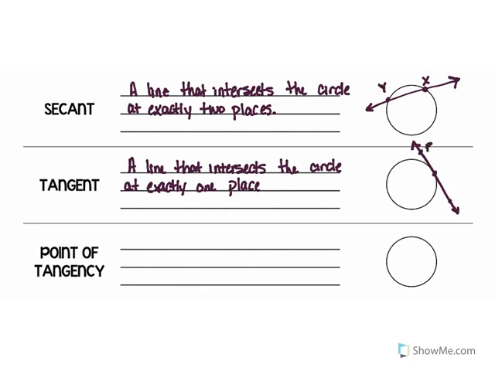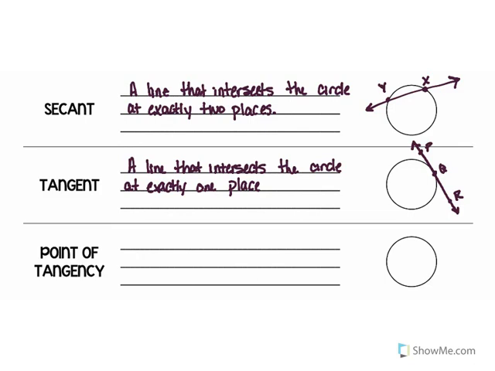P, R would be our line that is a tangent line, and Q is our point of tangency. So that's our next one. So we have a tangent line. The point of tangency is exactly where that tangent line touches the circle, in that one exact spot.